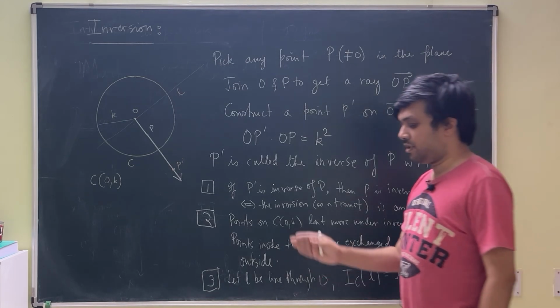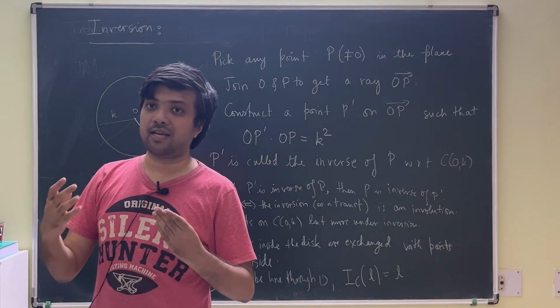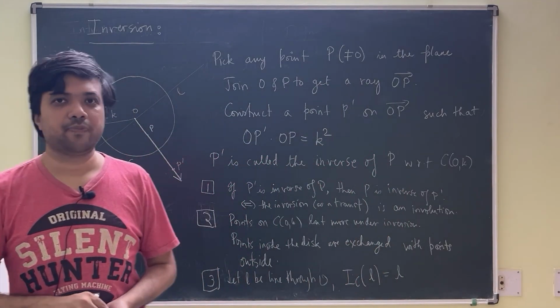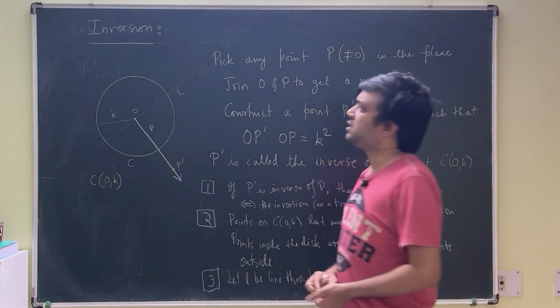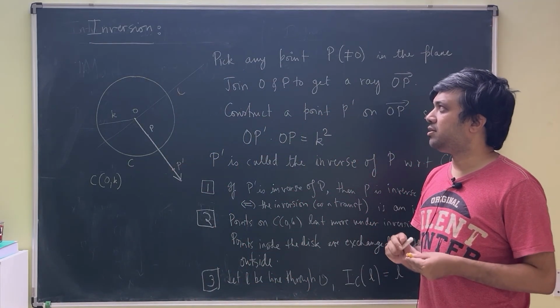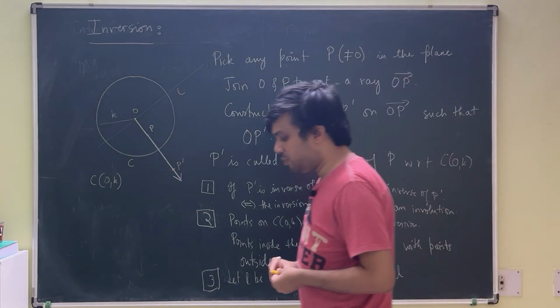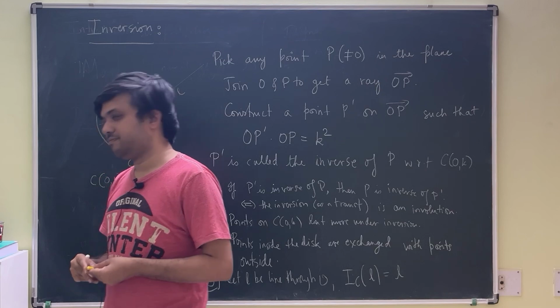Now you have to be careful. I'm not saying every point on the line remains fixed. The points will move across, but the line as a whole remains fixed. That's what I'm saying. So these are the basic properties. Next we will see a cool property associated with inversion and a cool relation between inversion and orthogonal circles. See you next.